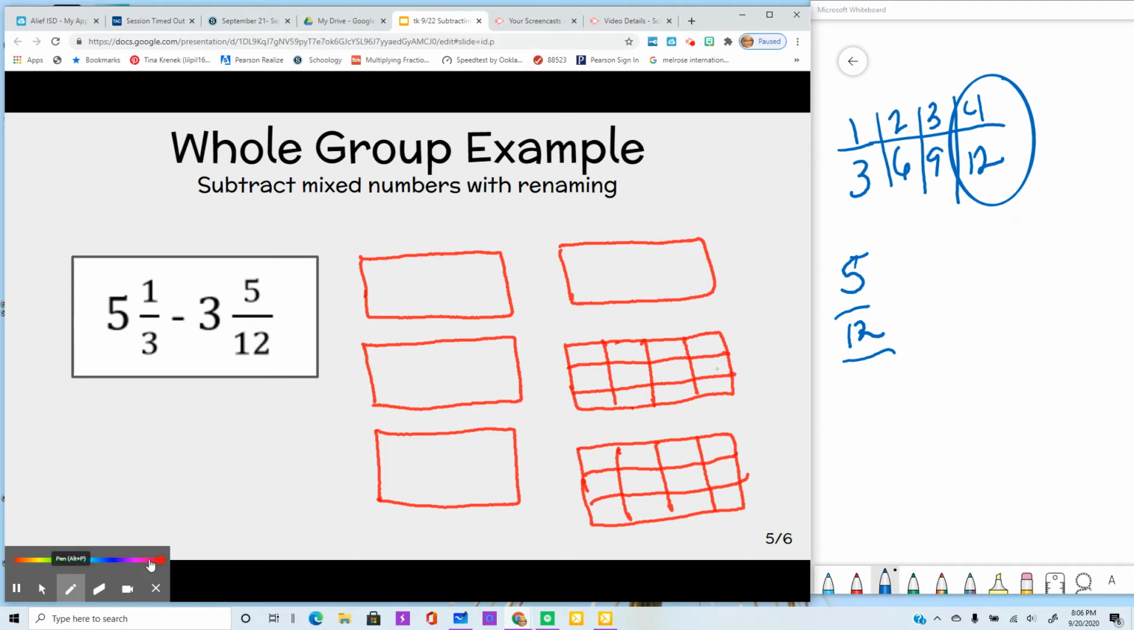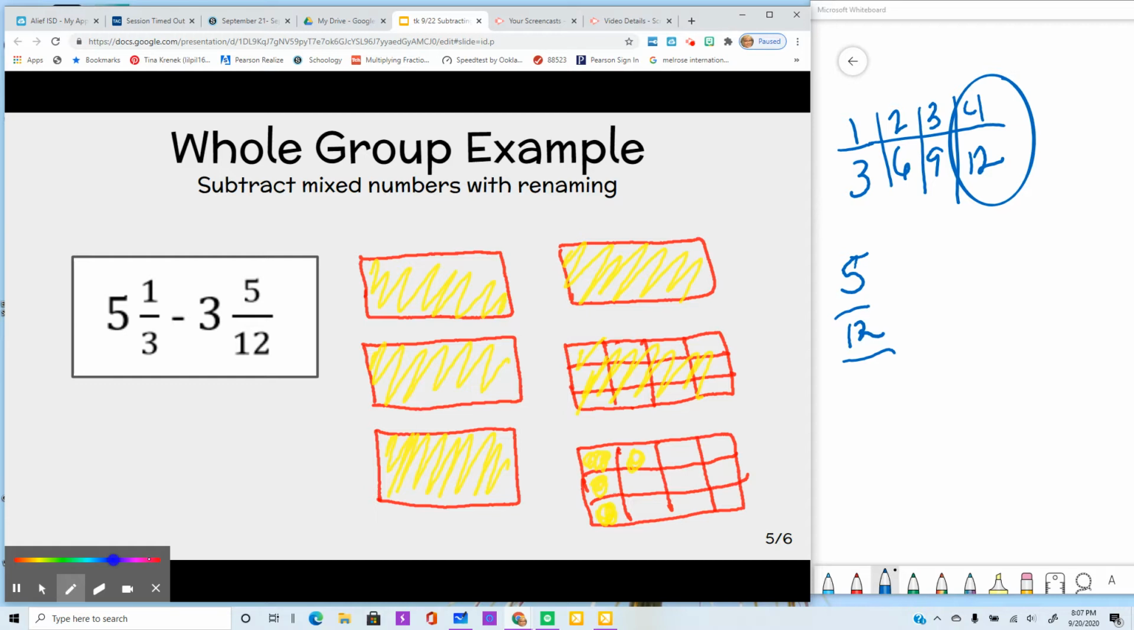Okay, so remember all of this is shaded. We have all of these. If you don't need to, you don't have to shade them. I just want you to remember that all of these are pieces that we have. And I only have 4/12 in my last piece because 1/3 is equivalent to 4/12. Okay, now I can go ahead and start my subtracting.